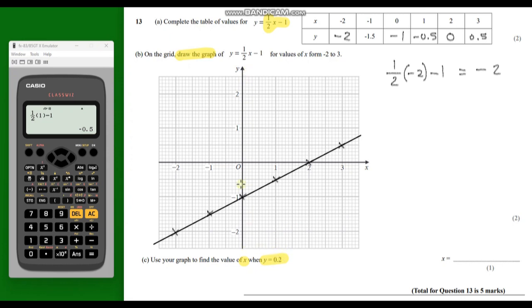Well, this is our y-axis. Now 0.2, this is 0, 0.1, 0.2 is here. So I'm going to draw another line where y equals 0.2. So that is y equals 0.2. Let me just change the colour so you don't get confused with our original line.